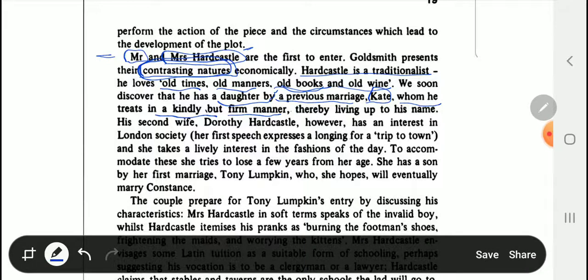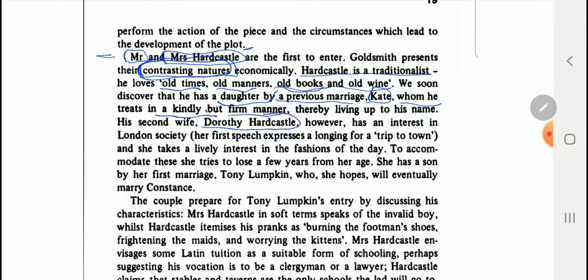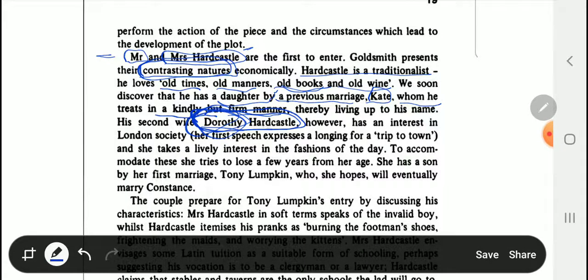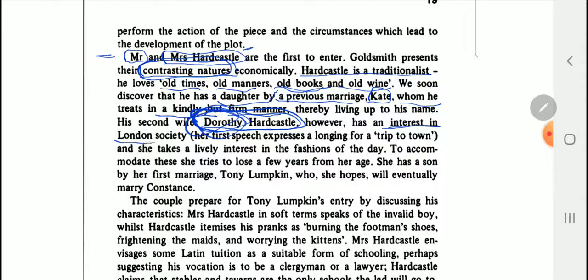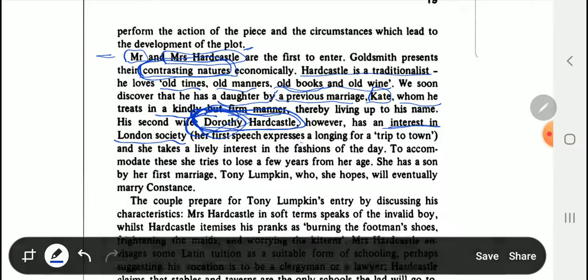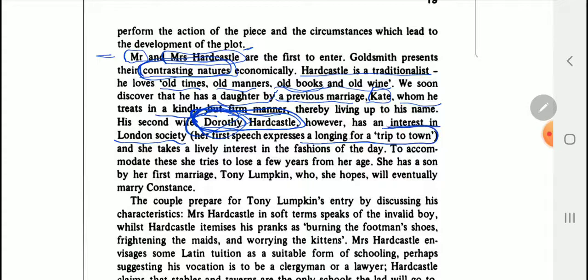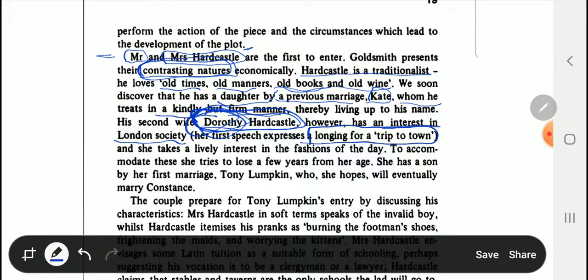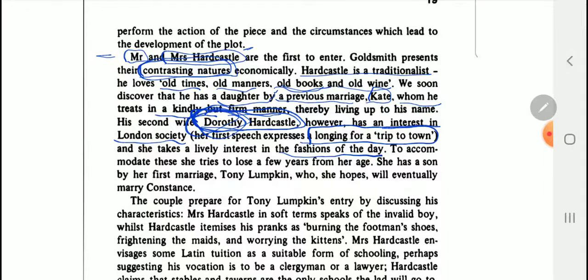His second wife's name is Dorothy Hardcastle, or sometimes we call her Mrs. Hardcastle. So, students, if you see Dorothy, don't get disturbed, because this is her first name. Mrs. Hardcastle is different from Mr. Hardcastle because she's more interested in London society, anything associated with high class people. She always expresses a longing for a trip into town because she doesn't want to live in the countryside. She's more associated with high life people, and she's more interested in fashion. Do you see the contrast?